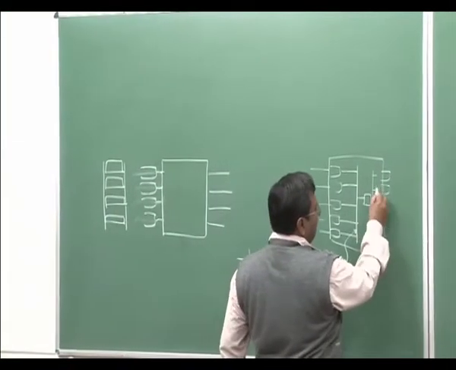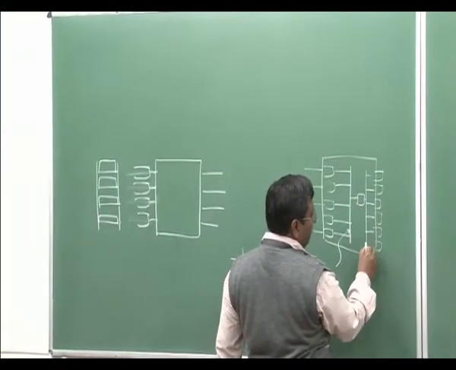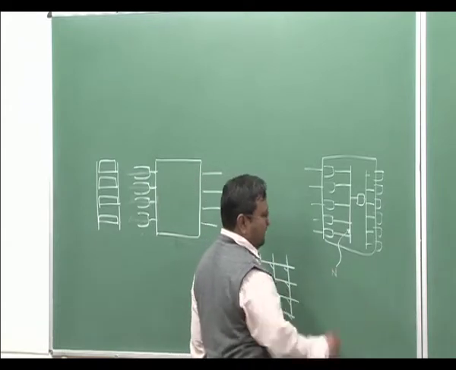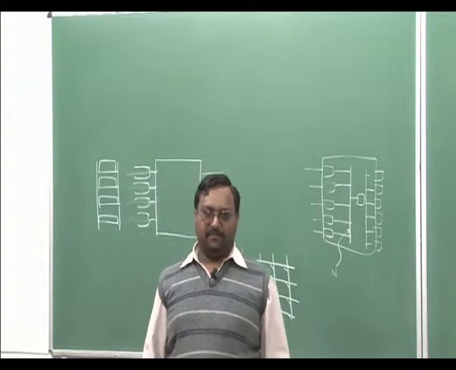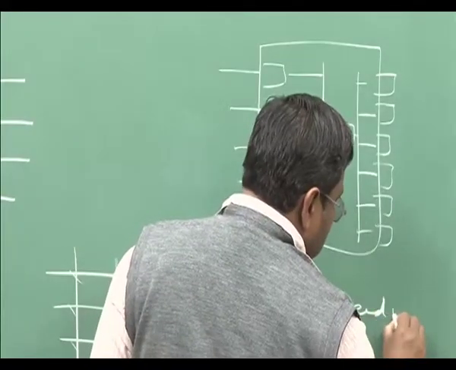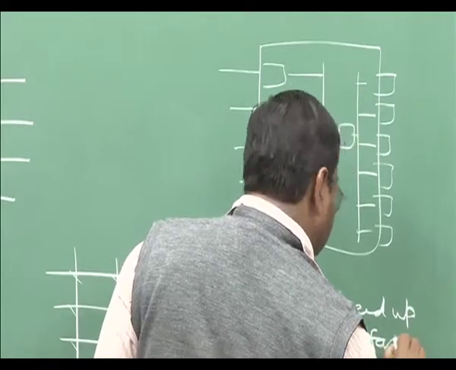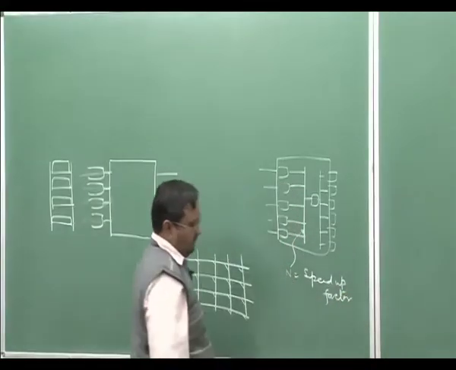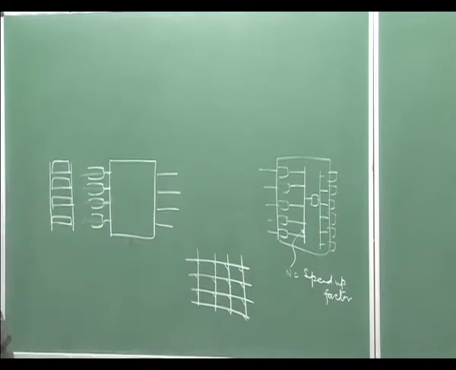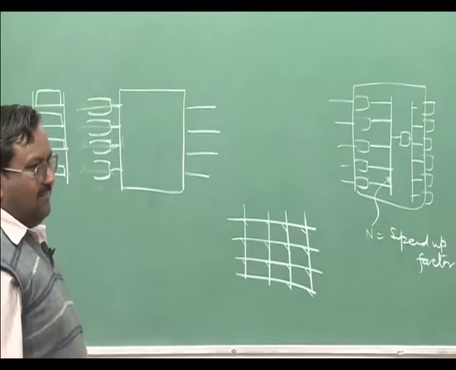So, this bus now can address and push the packets into various outgoing lines. If this is working at n times faster rate, it is an n times speed up factor. The incoming and outgoing line rates are always kept the same. Okay. I think that is what we have done more or less last time.